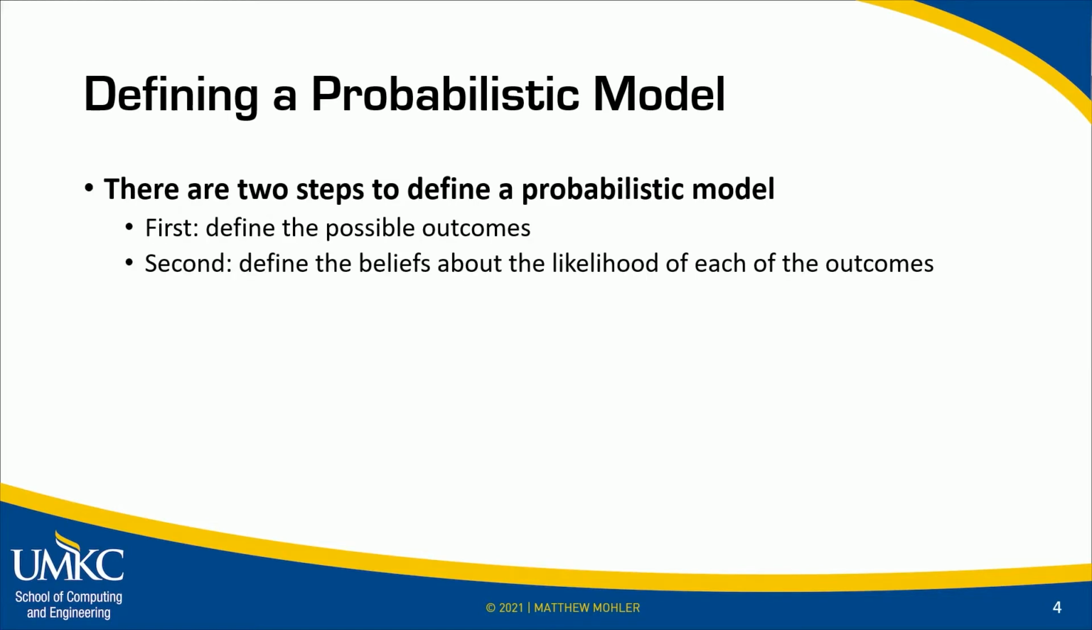For instance, if we're flipping a coin, that would be heads or tails. Those are our possible outcomes. If we're rolling a die, there's 6 possible outcomes: 1, 2, 3, 4, 5, or 6. Now, the second piece of this is to define the beliefs about the likelihood of each of those outcomes. And that ultimately becomes a percentage chance, an opportunity for each of those outcomes to occur.